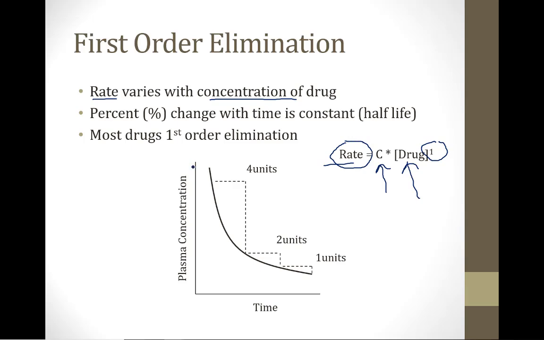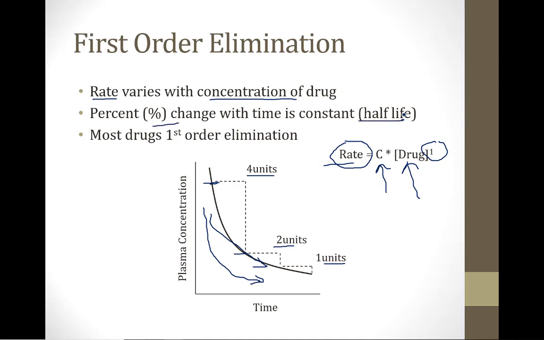So if we look at this graph on the screen here, what you can see is it has the curved shape of first order elimination. When the concentration is high, the rate of elimination per unit time is also high, like 4 units per unit time here. But when the concentration gets lower, the rate of elimination over time falls and becomes lower. So we have a rate of elimination that is varying with the concentration of the drug. Now, even though the rate of elimination, like 4 units per hour or 2 units per hour, varies with the concentration of drug, the percent change is constant. This is the half-life.